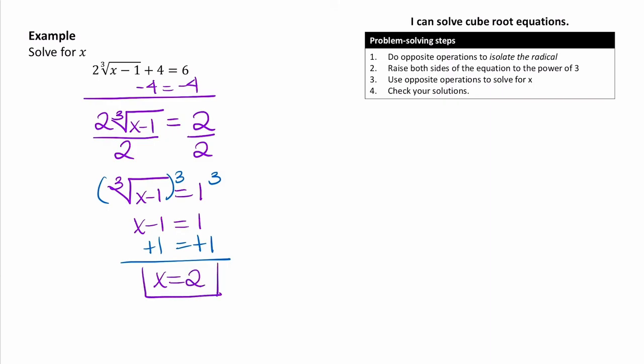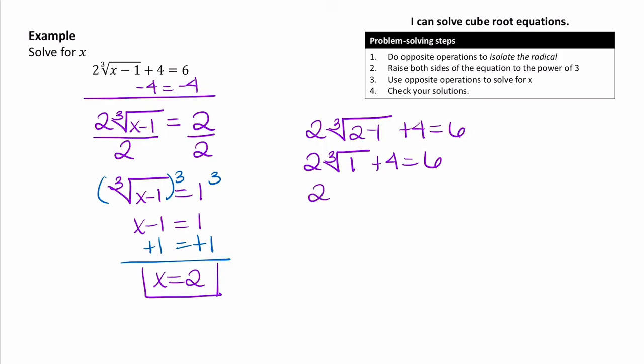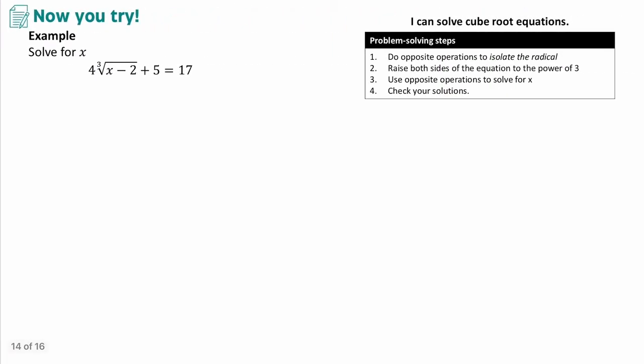So I want to make sure this x equals 2 does work. So I have 2 times the cube root of 2 minus 1, plus 4, is equal to 6. So I have 2 times the cube root of 2 minus 1 is 1, and then I have plus 4, so that's equal to 6. So that means 2 times the cube root of 1 is just 1, so 2 times 1 plus 4 is equal to 6. So 2 plus 4 equals 6 means that 6 equals 6. So that is in fact true. So now you can go ahead and pause the video and try doing this example on your own.